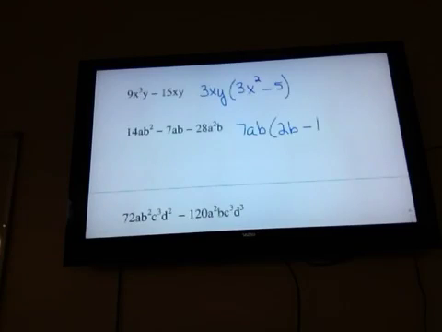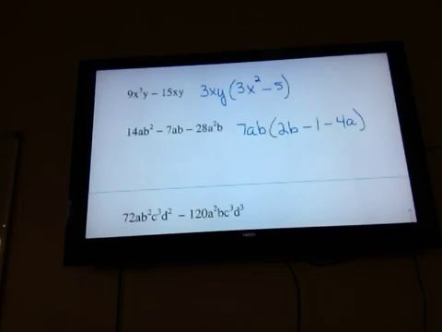A into A would cancel. B into B would cancel. The 1 is absolutely necessary there. You have to have it. Minus 7 into 28 is 4. A into A squared leaves me A. B into B would cancel.